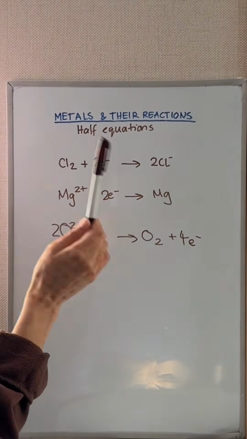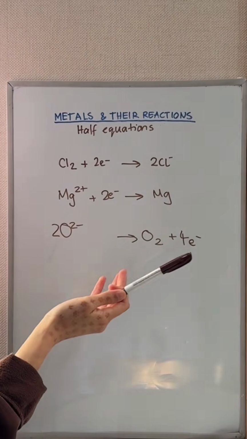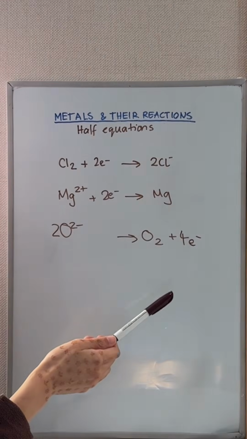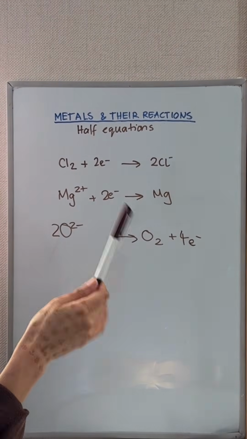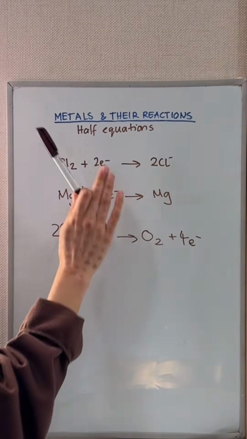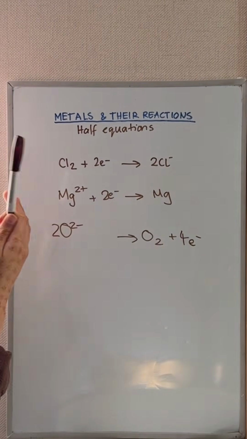And your half equations usually involve electrons. You can either add electrons or remove electrons. It's usually best to add electrons because eventually when you combine your half equations, it's a lot better. So I could have minus 2 electrons on this side rather than plus 2 here. It would still be correct.